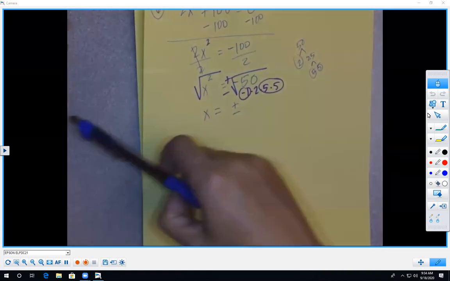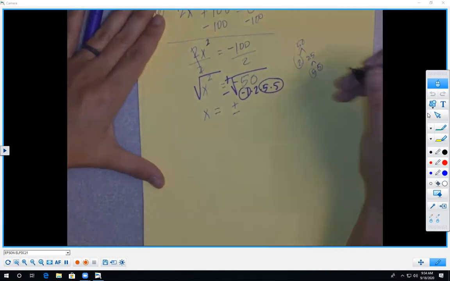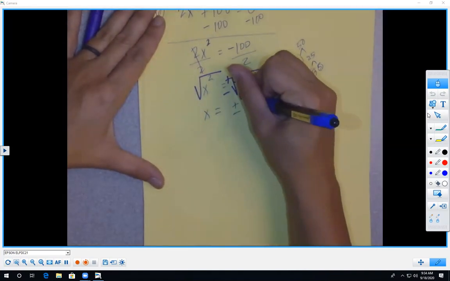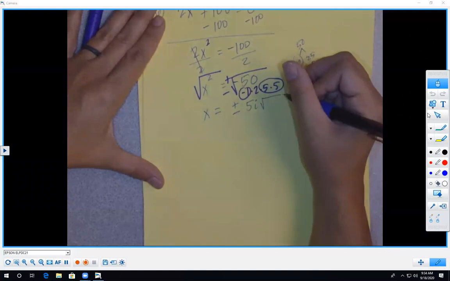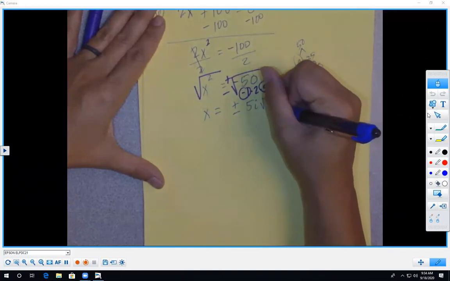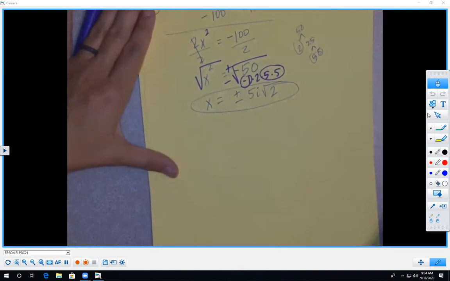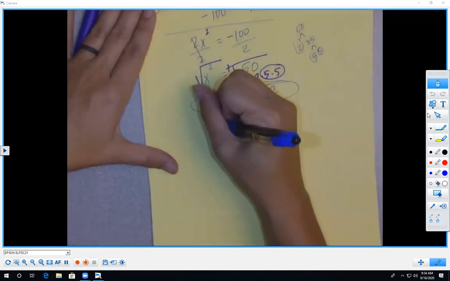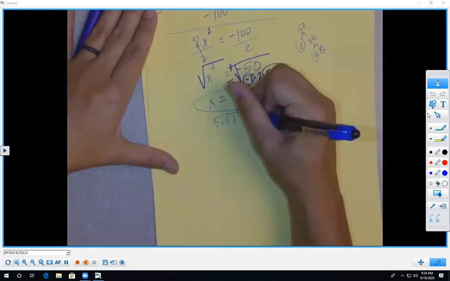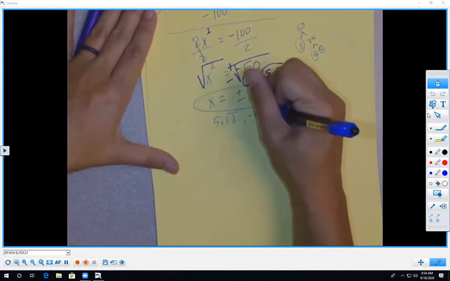So what's going to be on the outside? 5i times the square root of what's left over? 2. What are my two answers there? 5i square root of 2 and negative 5i square root of 2.